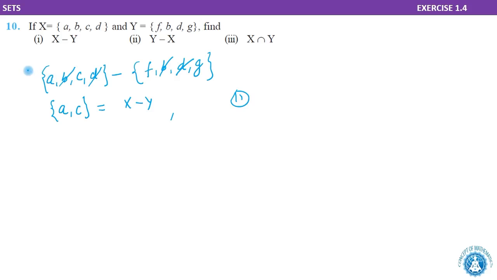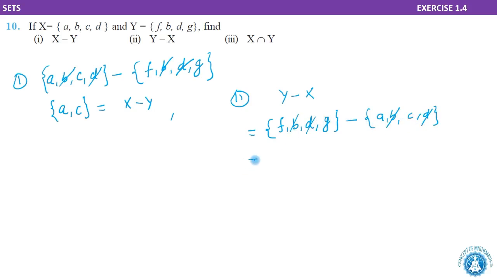Second question is, we have to find Y minus X. So first we will write F, B, D, G, and we will remove all elements of X which are there in Y. Okay, so D is here, C is not, B is here. Okay, so Y minus X will be F and G, right?